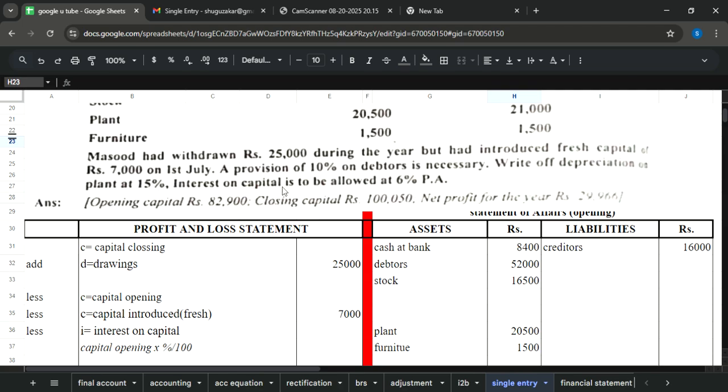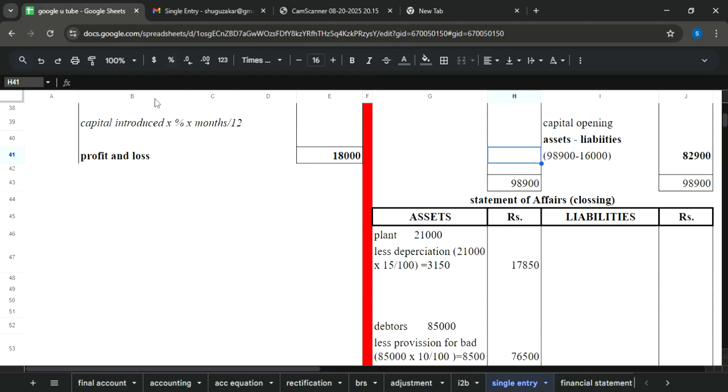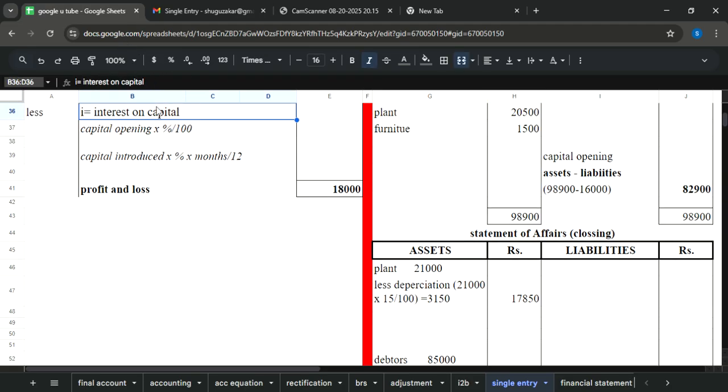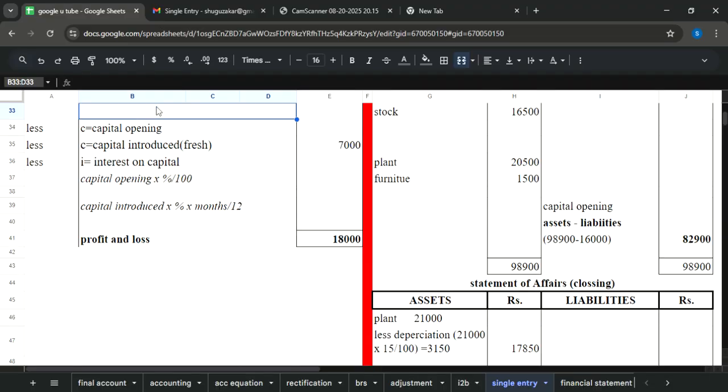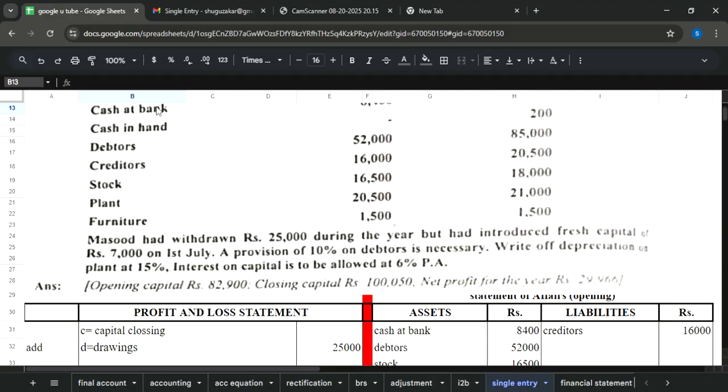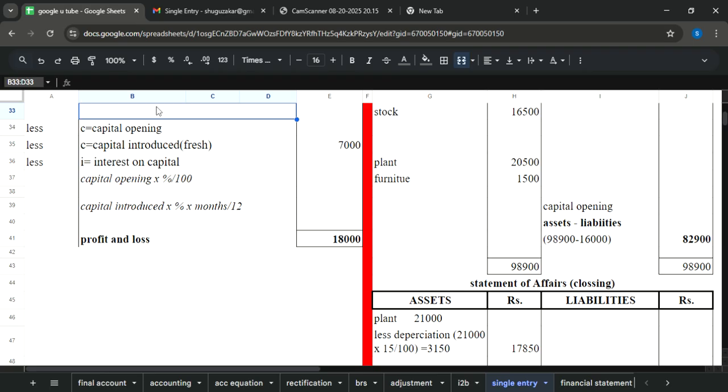Now interest on capital 6%. So for the first time we will also be calculating interest on capital. This is part of your profit and loss adjustment. Over here, as you can see, capital opening is calculated as 82,900. So just write down 82,900. Introduced capital is also present. So let's calculate. Over here, first we will calculate interest on opening capital.